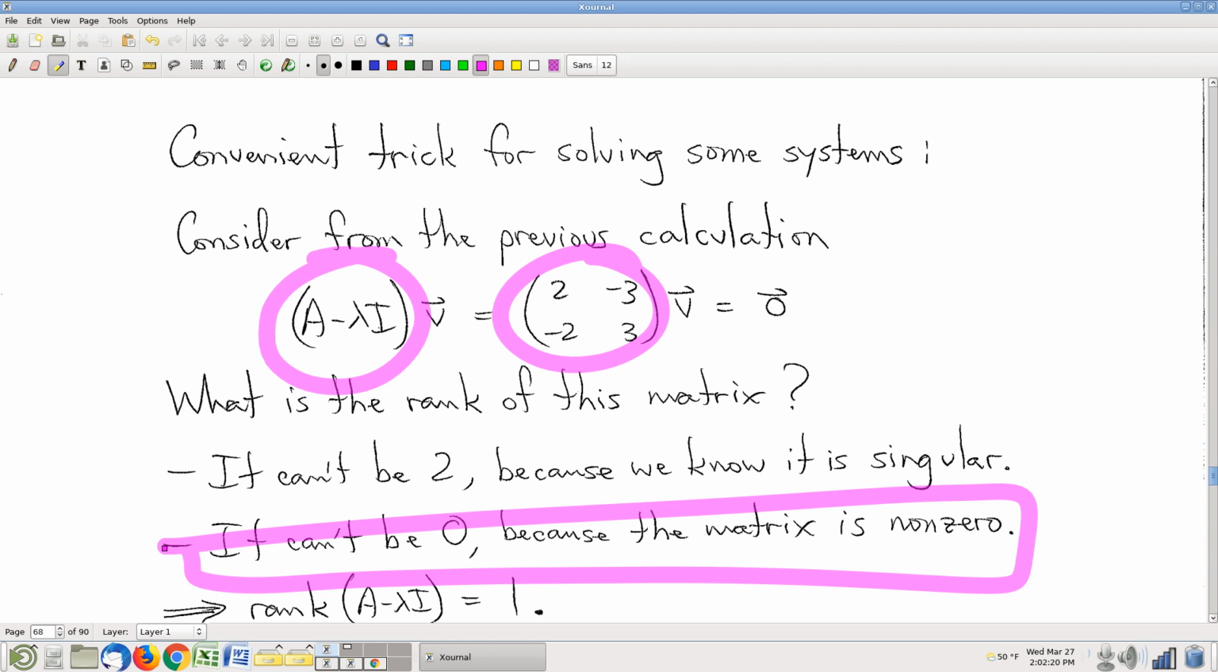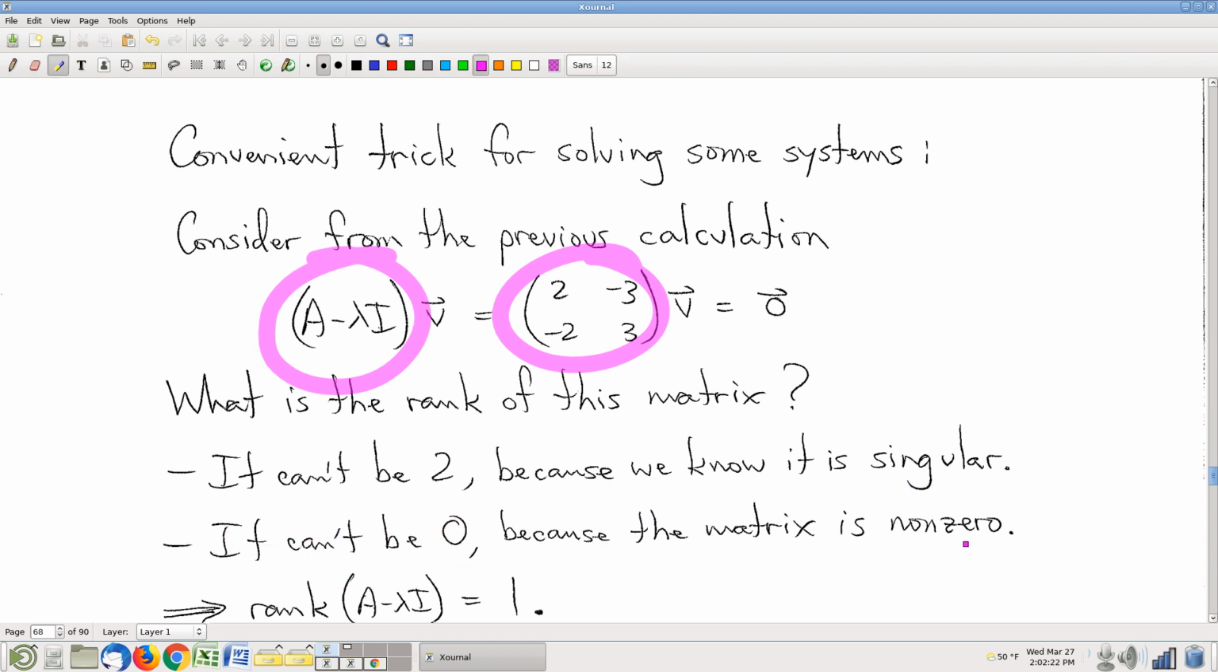Right? So, process of elimination, the rank can't be 2, the rank can't be 0, therefore the rank of this matrix is 1. And I'm going to say, approximately speaking, no effort required, because these arguments practically always apply, right? We know we're looking at an eigenvalue. 2 is out. The vast majority of the time, your matrix is not all zeros. So 0's out, right? So this argument's pretty much always going to work.